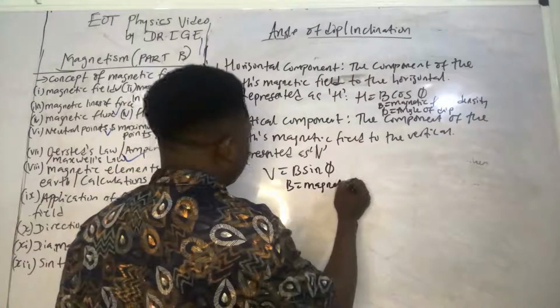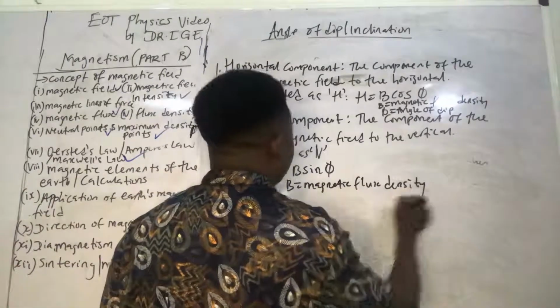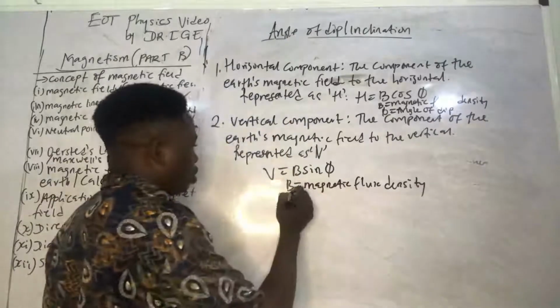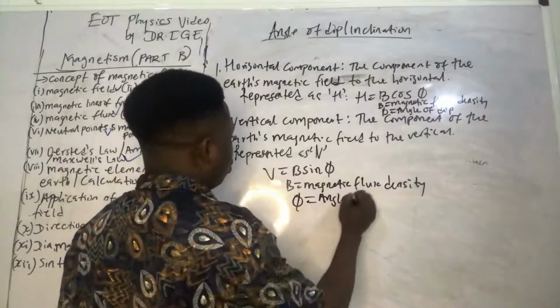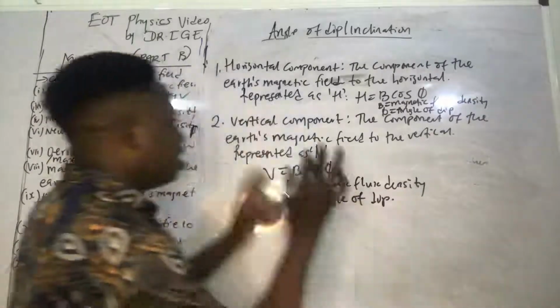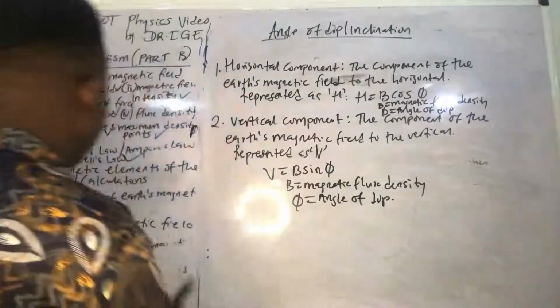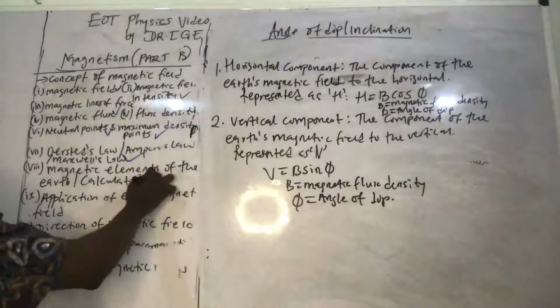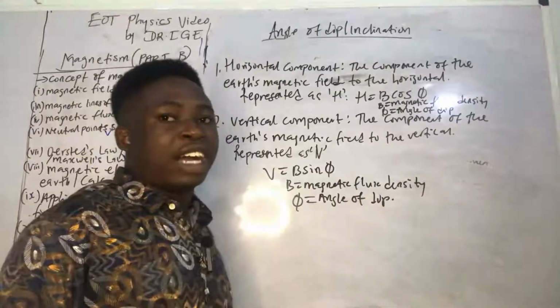Magnetic flux density. I want to ask you a question. Answer it before I give the answer. Magnetic flux density is also called what? It's called magnetic induction. So that's it. So that's just about the horizontal component. So we are done with the magnetic elements and calculations. The calculations we did are the calculations under angle of dip.